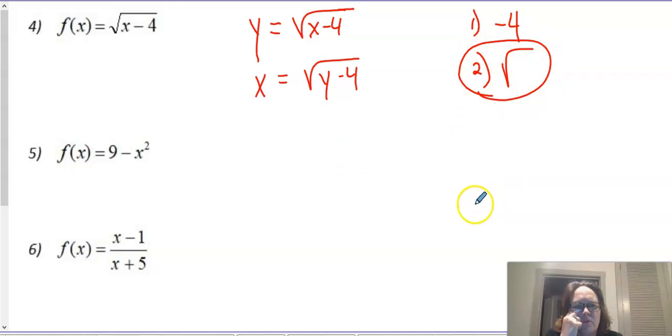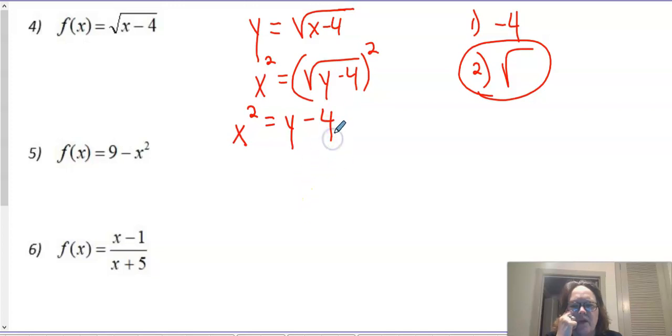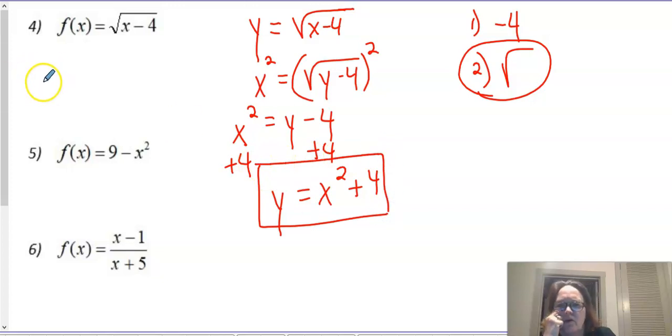Well, how do you undo a square root? You square it. So if you square both sides, that will undo that square root. So then you have x squared equals y minus 4. Then I add 4 to both sides. So y would equal x squared plus 4. So that right there, y equals x squared plus 4.